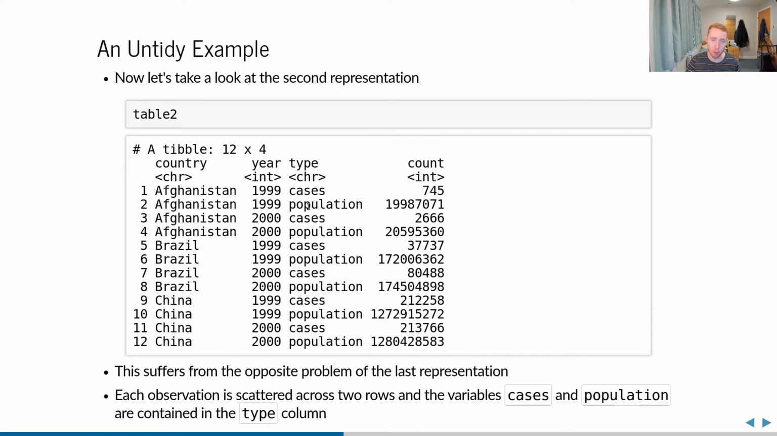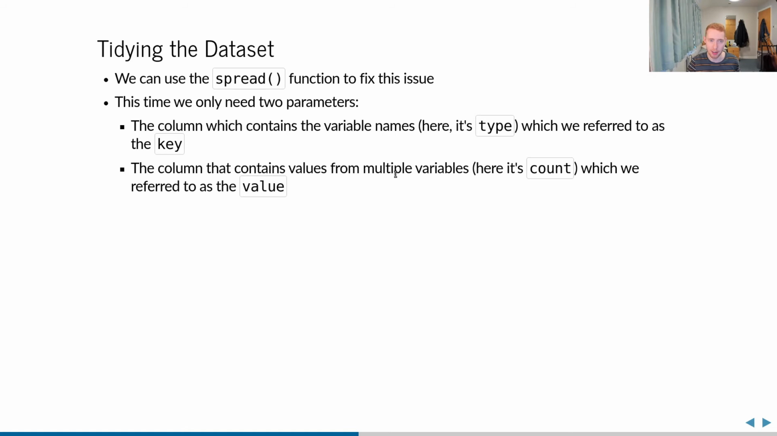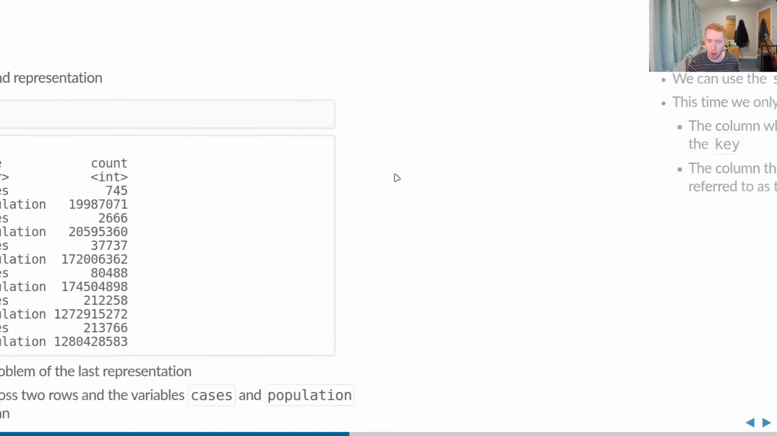And you can imagine if we have multiple things here, so cases, population, GDP, I don't know, mortality rate, various different things like that. We have loads of things here, and then we're spreading them all out into multiple different columns. So that's where the name spread comes from. We're going to use very similar arguments to last time. We only need 2 parameters this time. It's clear.